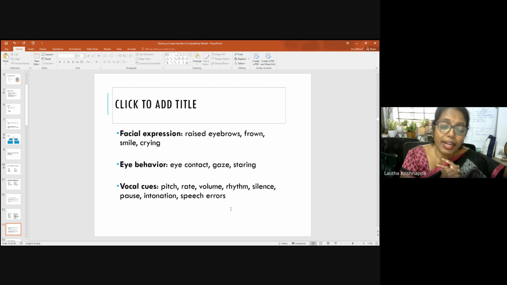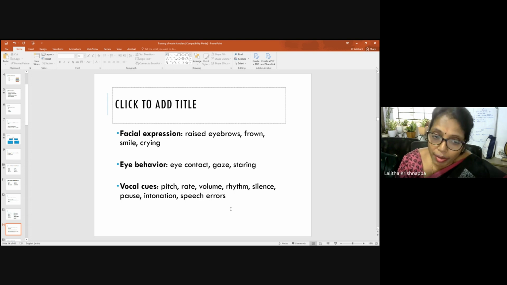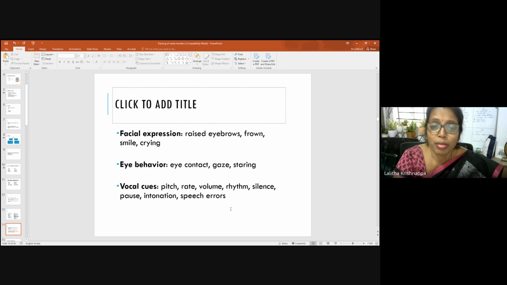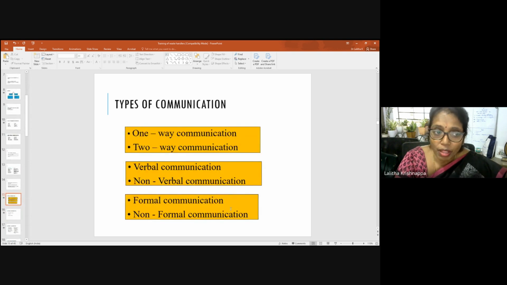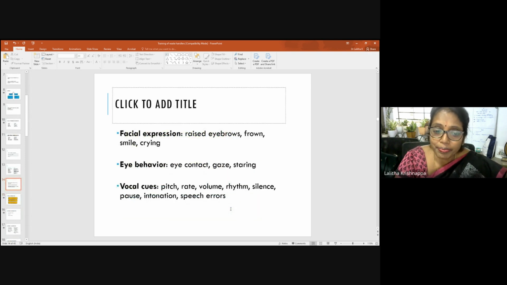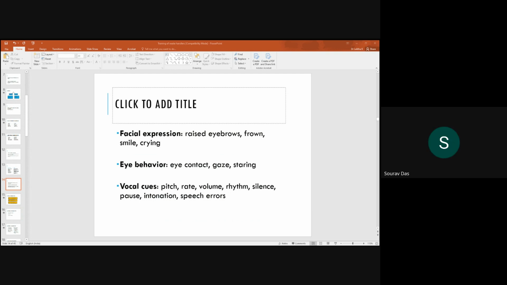And voice, again, I told you, should have appropriate pitch, rate, rhythm, volume, silence, pause, intonations. If there are some speech errors, you must avoid them as much as possible. But sometimes it happens, it's okay, no issues, because we are not all perfect orators. No harm, but we can correct and go on while talking. Is there any doubt till here? I want to know whether you're listening to me in the first place. Yes, ma'am. No, ma'am. Yes, thank you.